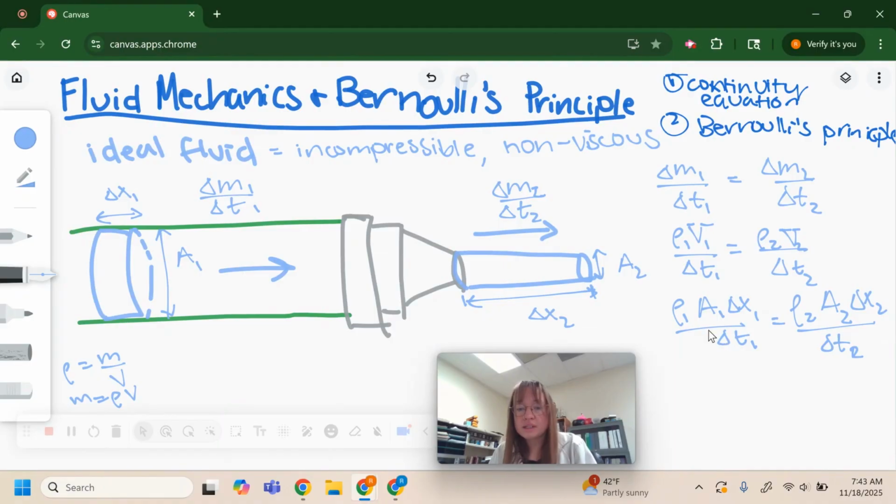Okay, now here's what I want you to see next. First, the density of the water on this side is the same as the density of the water on this side because they're both water and this is an ideal fluid, meaning it's incompressible. So you can't squish it down so that this side has more density and this side has less density or vice versa. The density in one place is going to be the same as the density everywhere else. So I can cancel out the densities on either side, because the density of water is the density of water, whether it's on this side of the hose or this side of the hose. Now here's what I want you to see next.